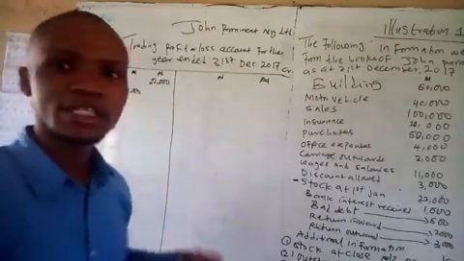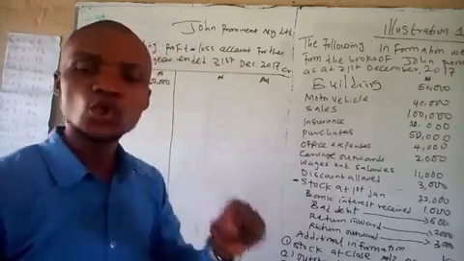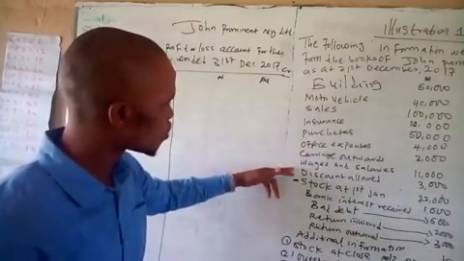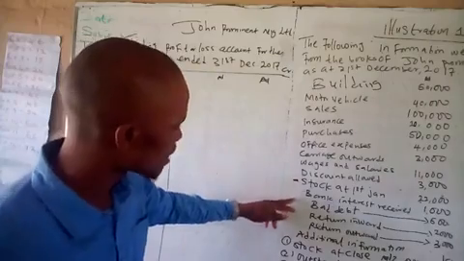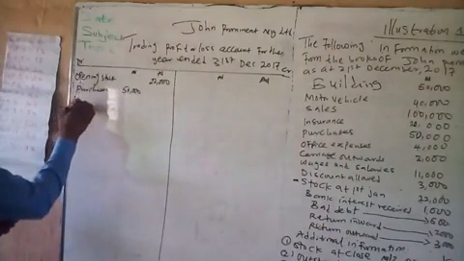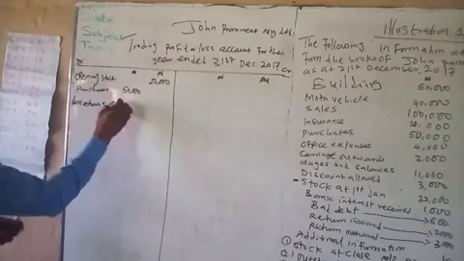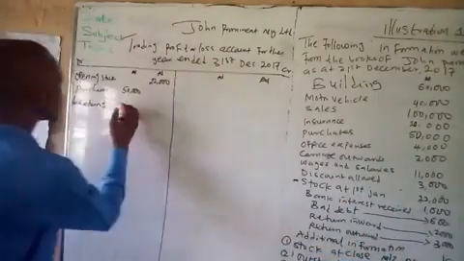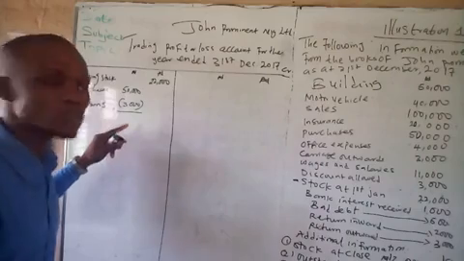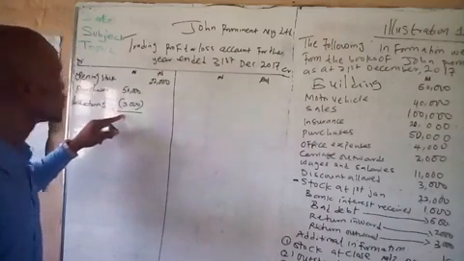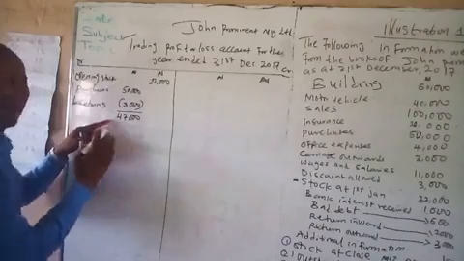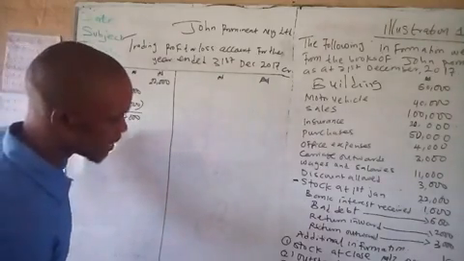Now, since there's no carriage inward, then you search for return outward. Check, is there anything like return outward? Yeah, we have return outward to be 3,000 naira. Let's return outward. You come to this place, 3,000 naira. So 50,000 minus 3,000 naira, what do we have? We have 47,000 naira.